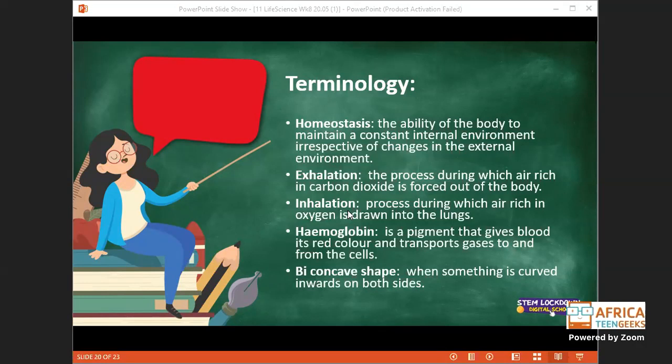Okay, then we have hemoglobin. This is a pigment that gives blood its red color and transports gases to and from the cells. And then we have a biconcave shape. This is when something is curved inwards on both sides. And our red blood cells are biconcave.